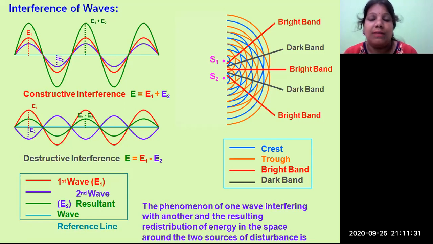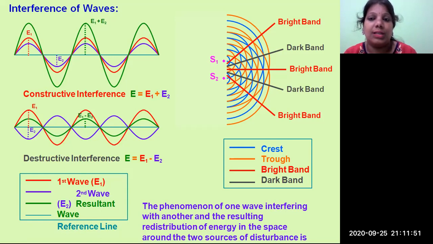So we can give an equation in terms of amplitude: y equals y1 plus y2, where y is the resultant wave. The resultant wave equals the sum of the individual amplitudes of the two waves. Then interference is divided into two types: constructive interference and destructive interference.